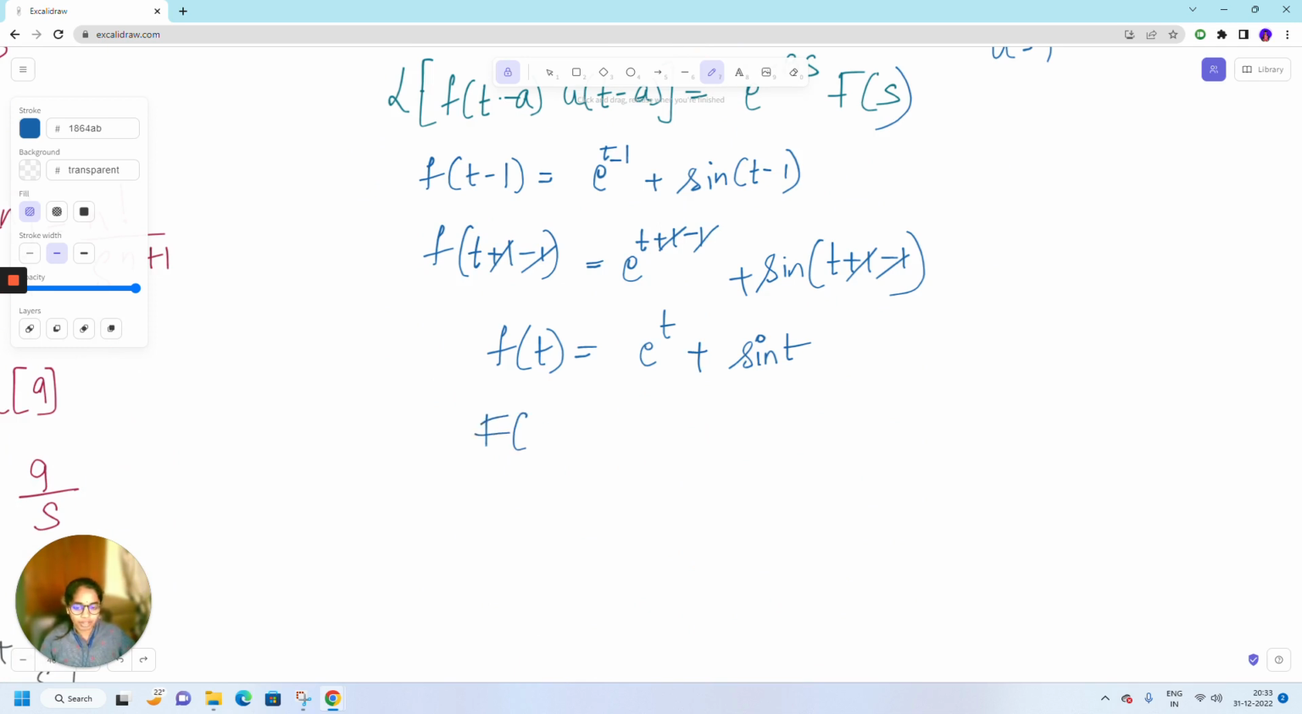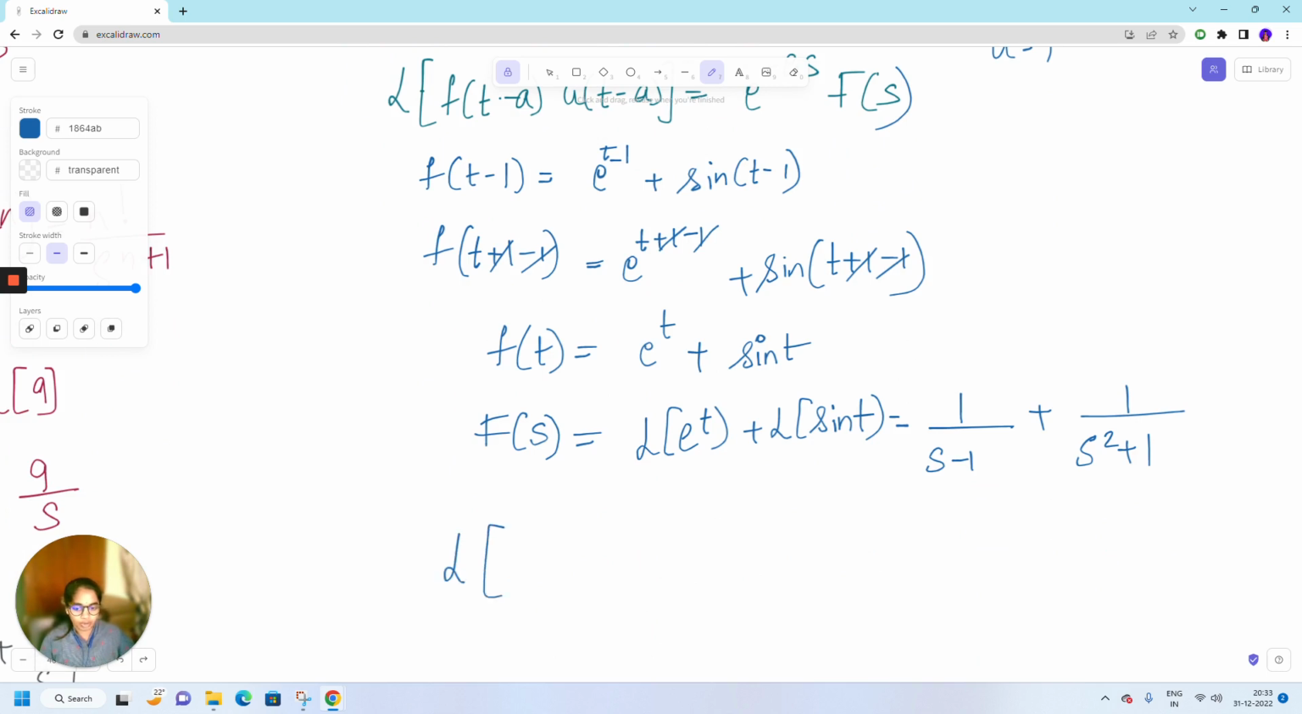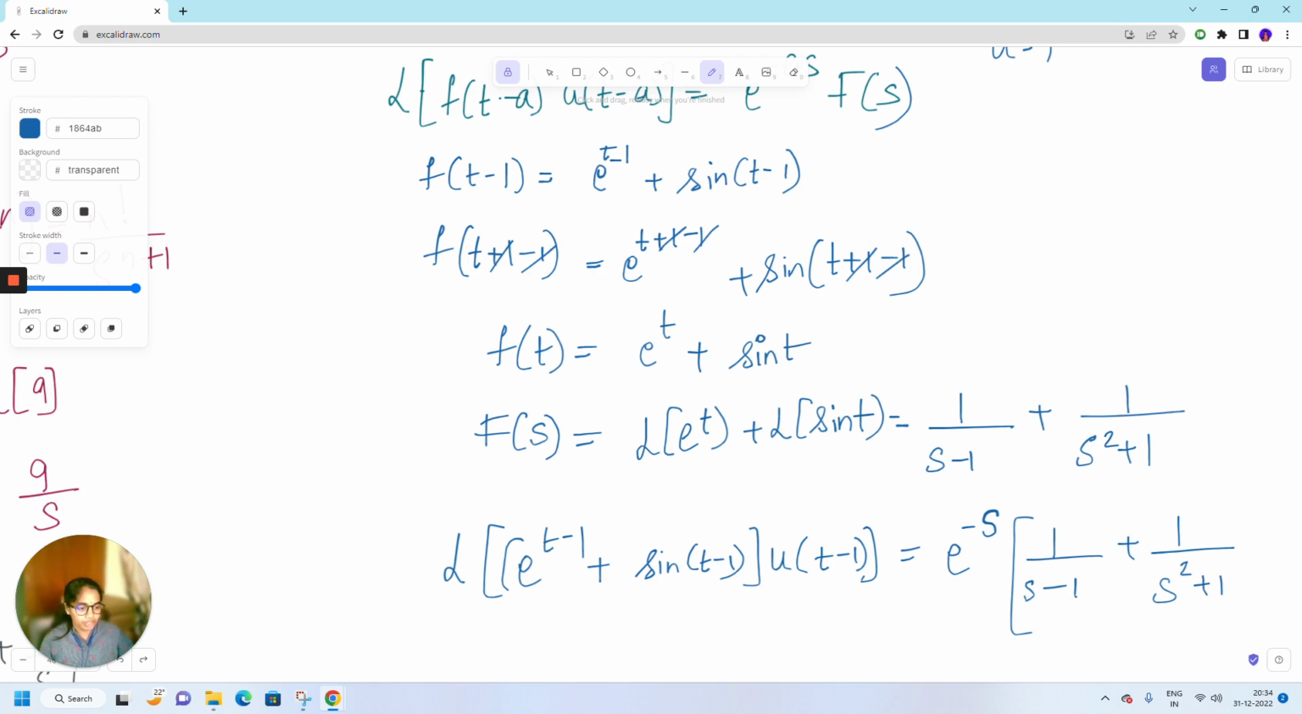We would have to find f of s. What is f of s? Laplace of e power t plus Laplace of sine t. This is equal to 1 divided by s minus 1 plus 1 divided by s square plus 1 square, that is 1. So what should I do now? I have the formula: the Laplace of e to the power t minus 1 plus sine of t minus 1, the whole thing into u of t minus 1, would be e to the power minus as. In place of a I have 1. So 1 into s would be s itself. Whole thing into 1 divided by s minus 1 plus 1 divided by s squared plus 1.